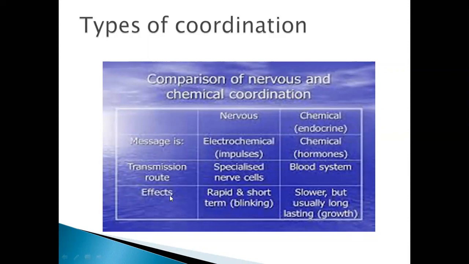And the third one is the effect. Rapid and short term. In nervous coordination, whatever the effect or response will be, it will be rapid and short. While in chemical coordination, it is slower but usually long lasting. For this purpose, I would like to add some more information here.